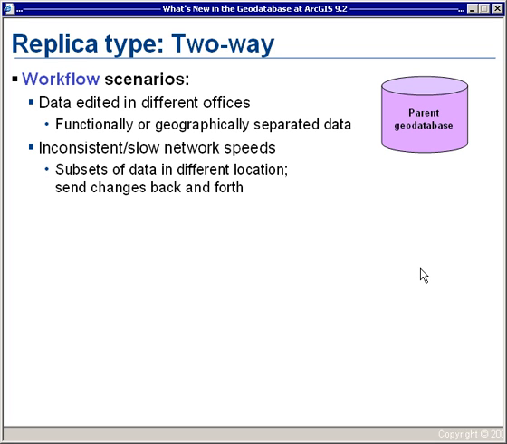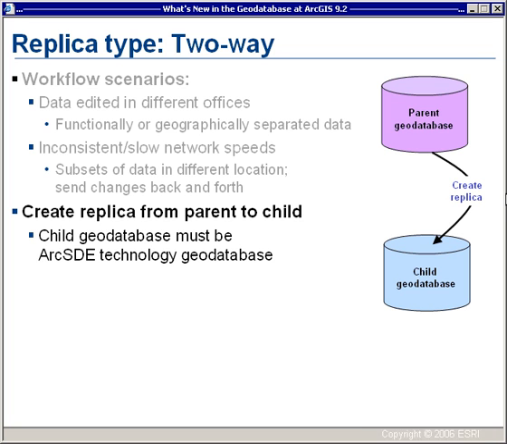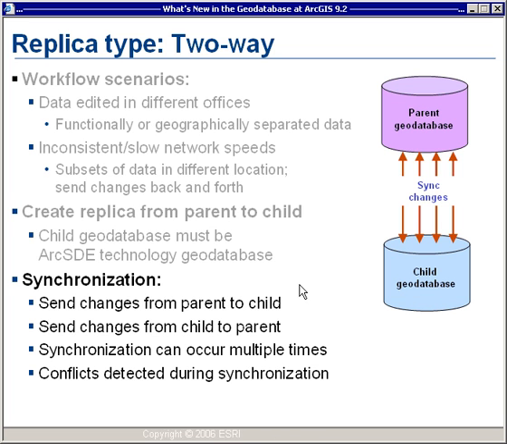First, you establish the parent geodatabase and create the replica of a subset of the data to the child geodatabase. This child geodatabase must be an ArcSDE geodatabase. Once created, the changes that occur in the child geodatabase can be synchronized to the parent, and the changes from the parent geodatabase can be synchronized to the child. Conflicts will be detected upon synchronization.